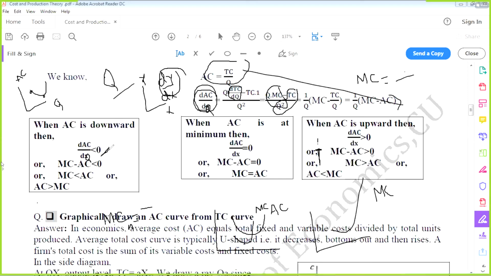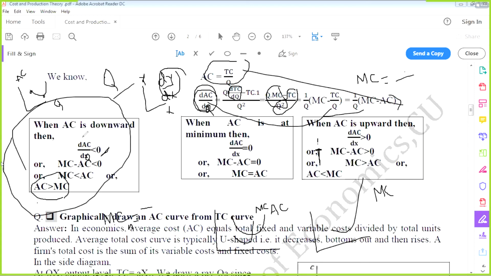If I write it down, now this one equals what? This one equals 1 by Q times (MC minus AC), isn't it? Yes, sir. So if we cross multiply, Q is greater than 0, there will be MC minus AC less than 0. MC less than AC, or AC greater than MC. At first tell me, is this expression clear to you or not?